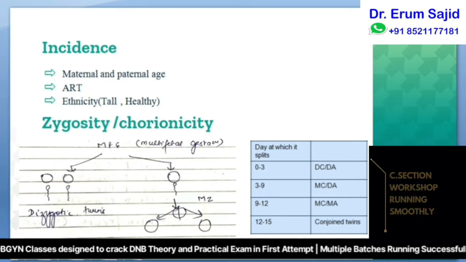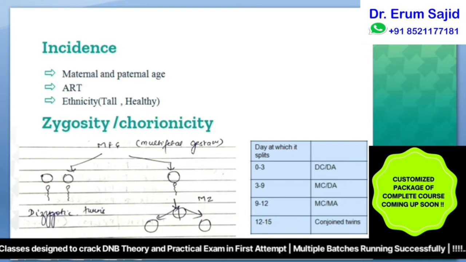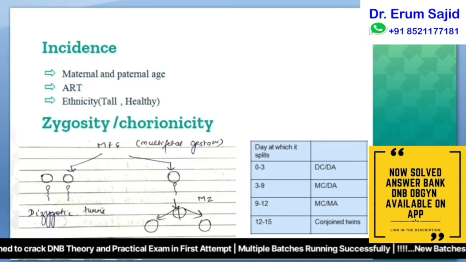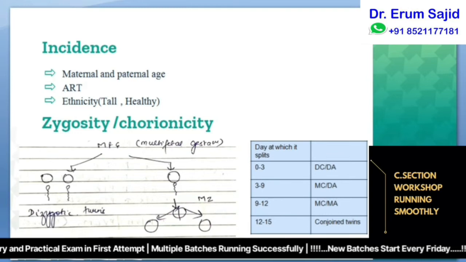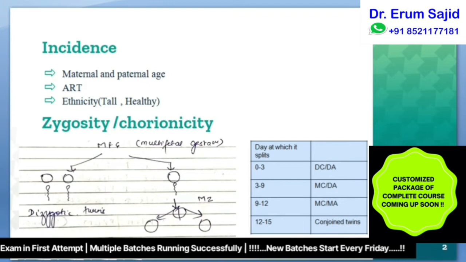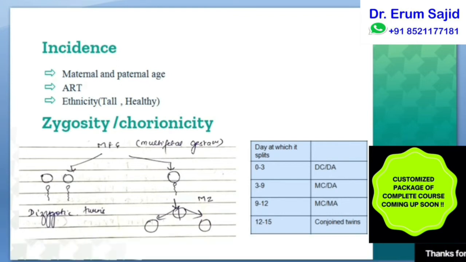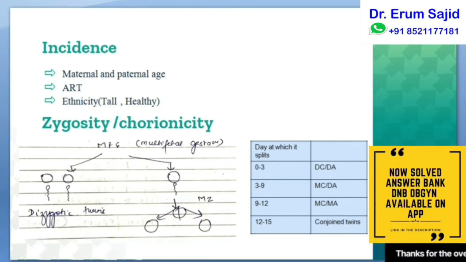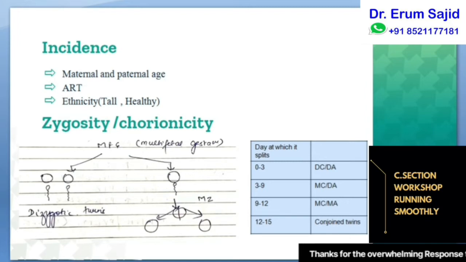This is my handmade diagram about multifetal gestation. It's as simple as that in a nutshell. If 2 ova are fertilized by 2 sperms, it leads to a dizygotic twin pregnancy. And if one ovum fertilized by 1 sperm splits, that causes monozygotic twins. Now, the days at which it splits, like I told you before, always remember the table of 3. 3, 9, 12, 15. 3, 9, 12, 15.